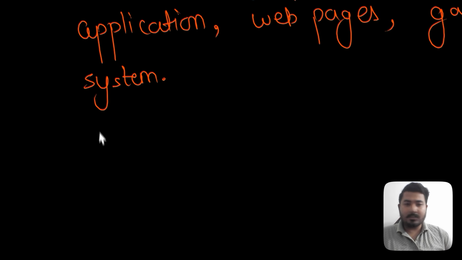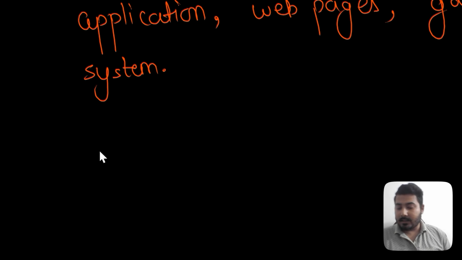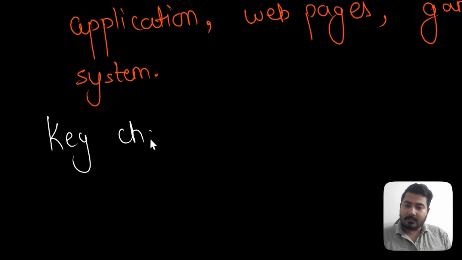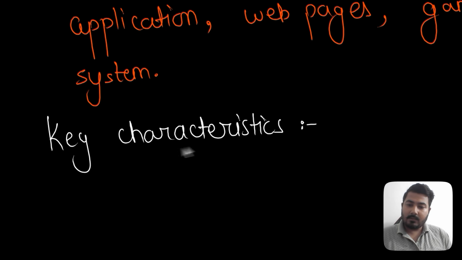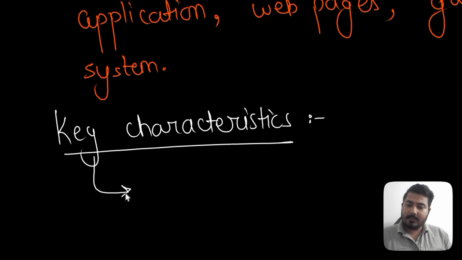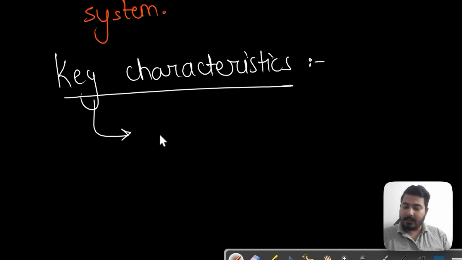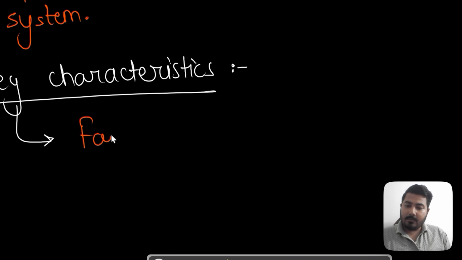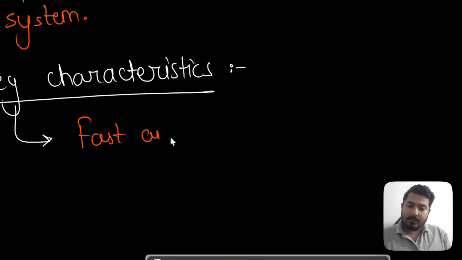What are some advantages that we have of C++? That is, we can say, its key characteristics. Its key characteristics are going to be something like that it is very fast and efficient. First of all, obviously, that is why it is very famous.